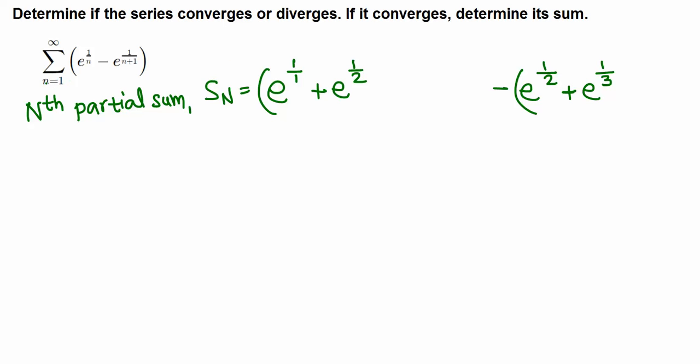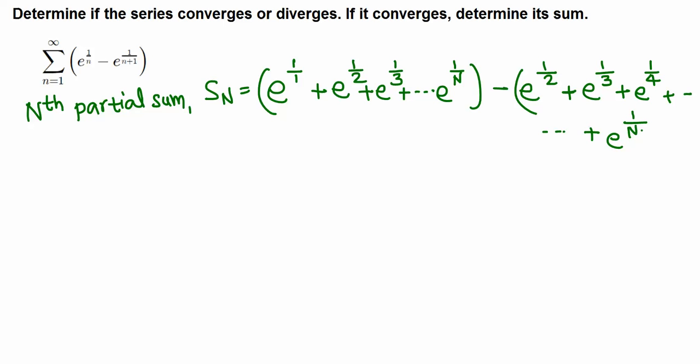For the third term, n equals 3. If you plug in 3, then you get e raised to 1 over 3 minus, because we factor the minus out, so plus e raised to 1 over 4, and so on, all the way to the Nth term. So this will be e raised to 1 over N minus, when we plug in N, e raised to 1 over N plus 1.